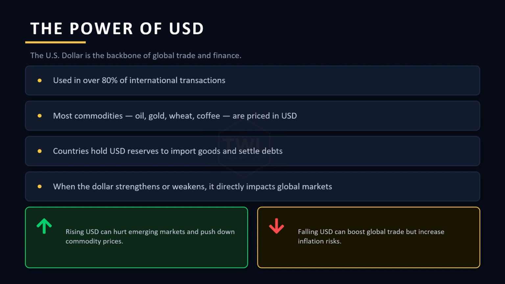So think about it this way. Imagine the dollar is like the main language of global trade. Even if two countries don't speak English at all, when it comes to money, they're often still using dollars to do business with each other. This means when the dollar gets stronger or weaker, it sends ripples through almost every market on Earth. A rising dollar can actually hurt emerging market countries and push commodity prices down. A falling dollar can boost global trade, but it also increases the risk of inflation.